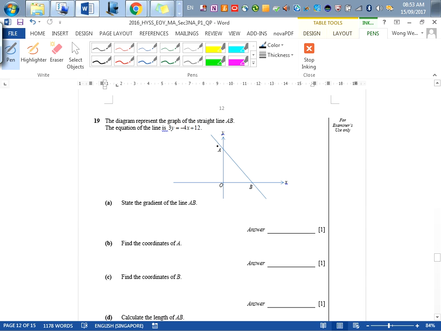Okay, next. Over here we have a straight line. What is the equation of a straight line? y equals mx plus c. What is this m referring to? m is the gradient. What is the c referring to? The y-intercept. Okay, did they give you the equation of this line? What is the equation of this line?